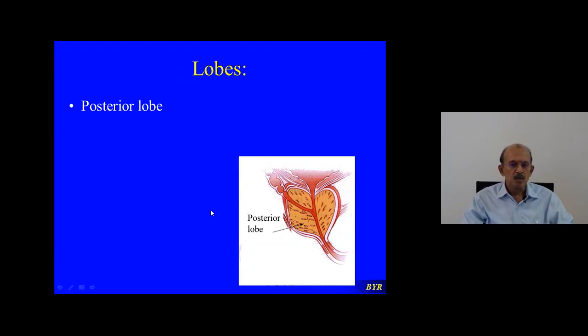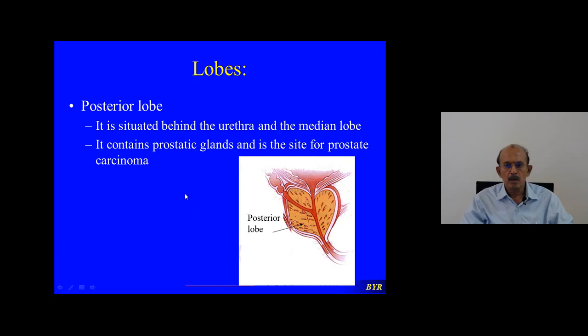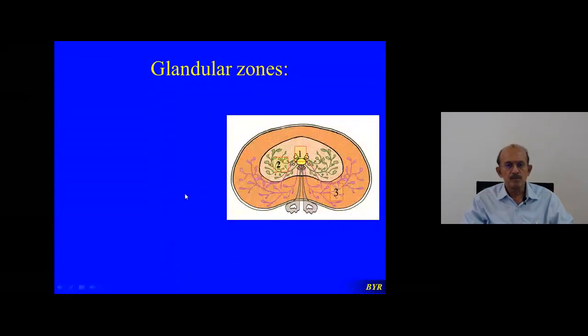Then the posterior lobe is situated behind the urethra and the median lobe. So this is the median lobe. This is the prostatic urethra. Behind these two structures and behind the ejaculatory duct is the posterior lobe. It contains prostatic glands and it is the site for prostatic cancer. So now we have seen the various lobes of the prostate gland.